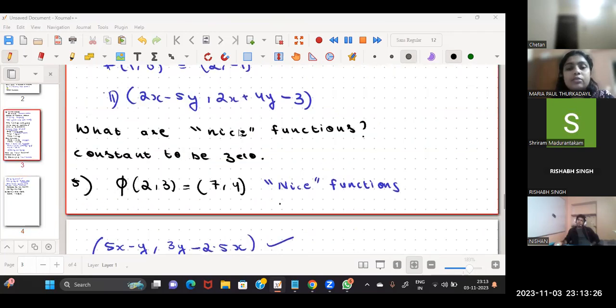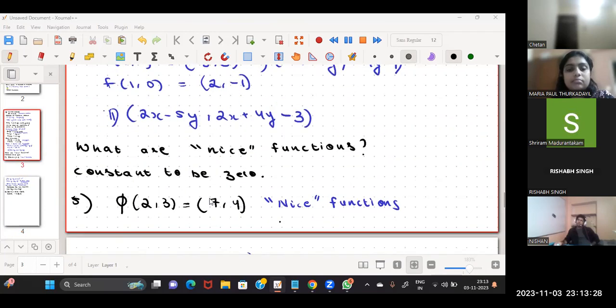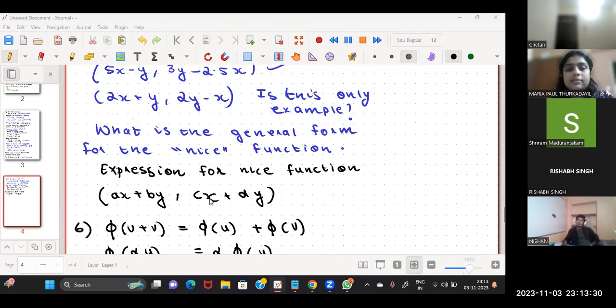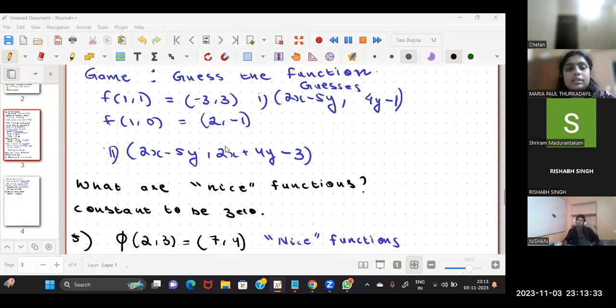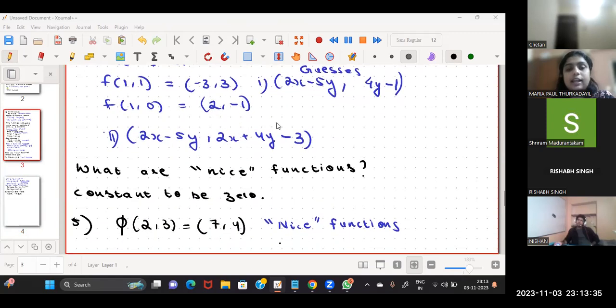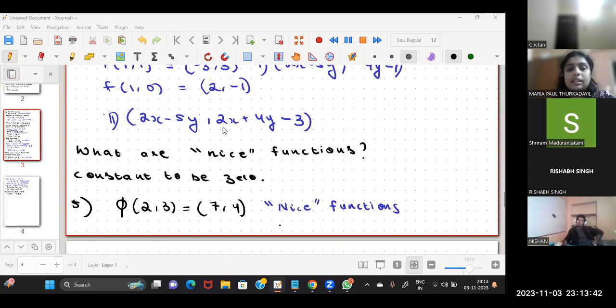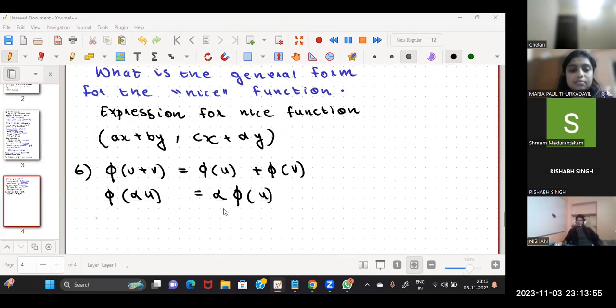When I told you about these not so nice functions, what we noticed is that we had an extra constant, right? So do you think these functions which have an extra constant actually satisfy these properties? Maybe we'll just think about that.